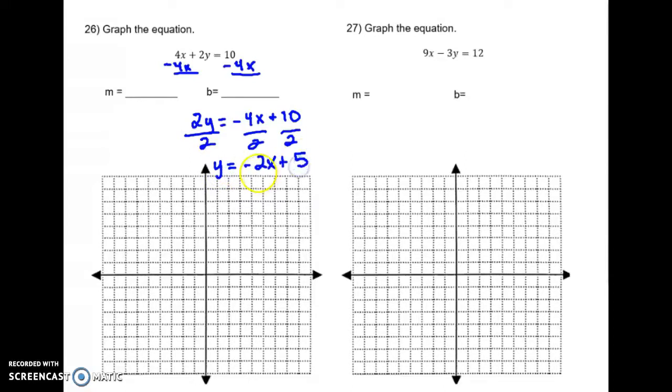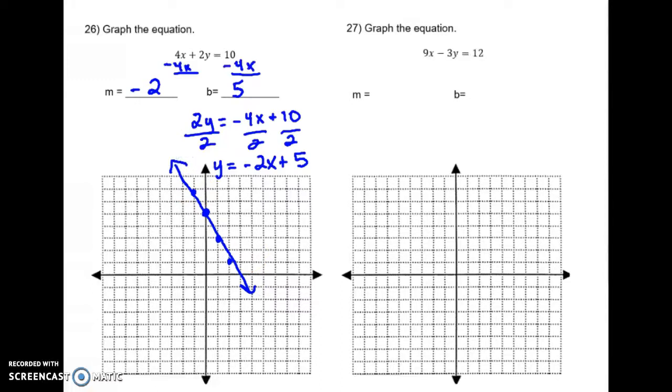So from here I can identify my slope. My slope is negative 2. My y-intercept is positive 5. So if I want to graph it, I start with my y-intercept of 5. 1, 2, 3, 4, 5. And I have a slope of negative 2. So I'm going to go down 2 to the right 1, or I could go up 2 to the left 1. Okay, down 2, and then I graph my line.